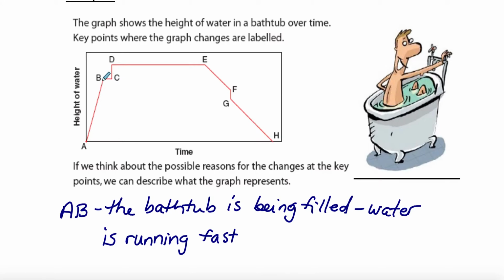When it's flat from B to C, these flat lines are going to just explain that the height of the water is not going up or down, but time is actually passing. So maybe this is the moment where he's turned the water off and the water is just kind of staying at the same level, and maybe he's getting undressed and getting ready to get in the tub.